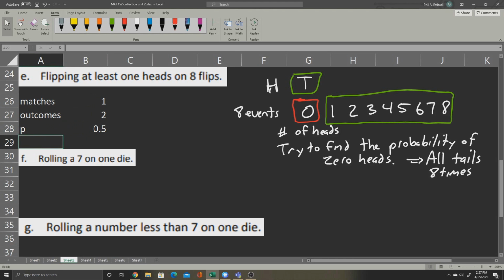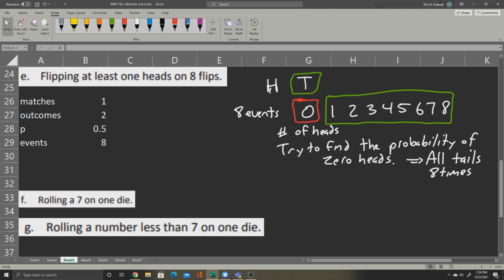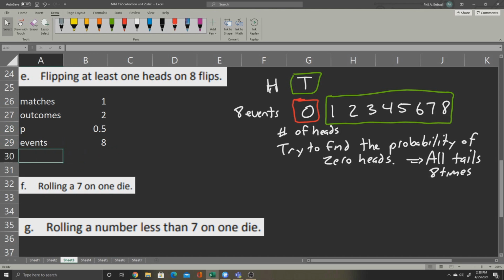But then, if we intend to flip tails 8 times, we can say our number of events is 8. We'll move this down to make some more room to do the math. And we'll say our probability of 8 tails is going to equal the probability of flipping a single tail raised to the number of events. Again, shift 6 is the exponent. Now we click on the 8.